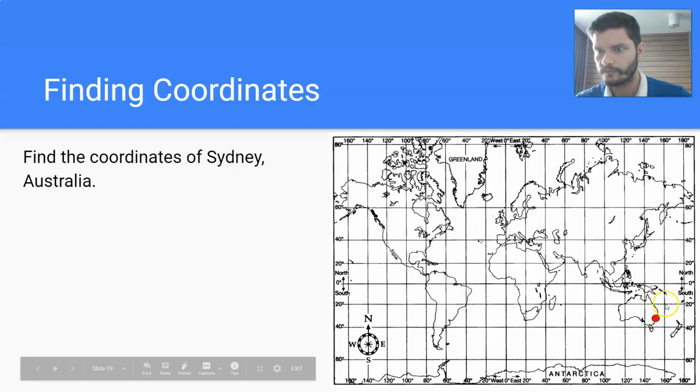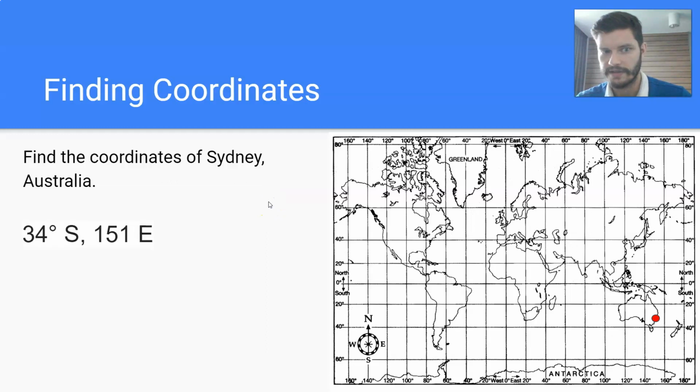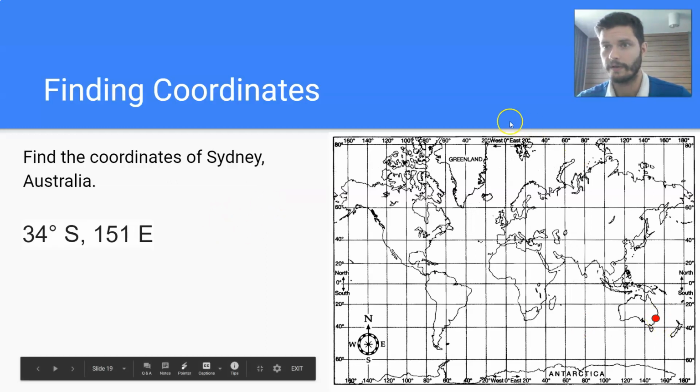Next, we need to find the longitude. So it's somewhere between 140 and 160, as you can see, degrees east. So let's say it's 151. So I'd write down 34 degrees south and 151 degrees east. And that's how we write down our coordinates for Sydney, Australia.